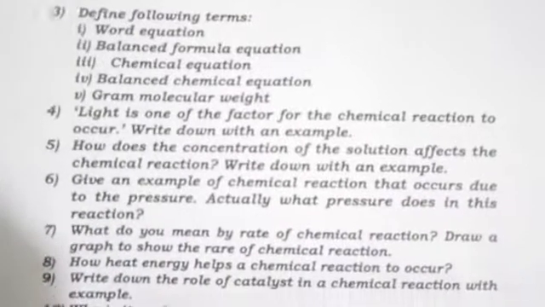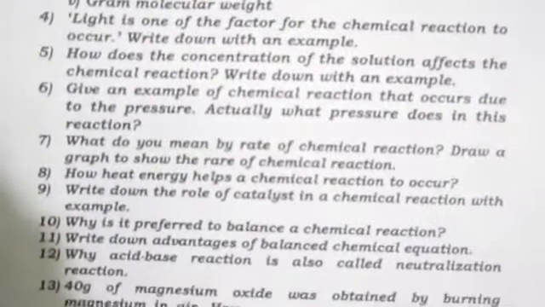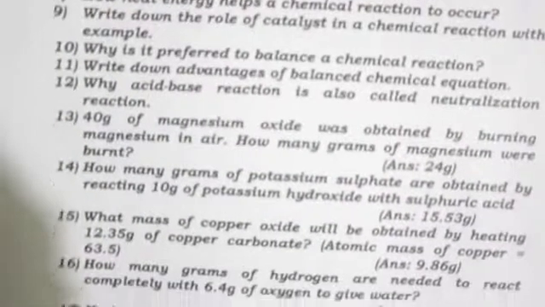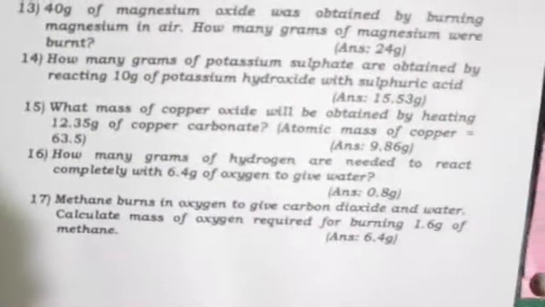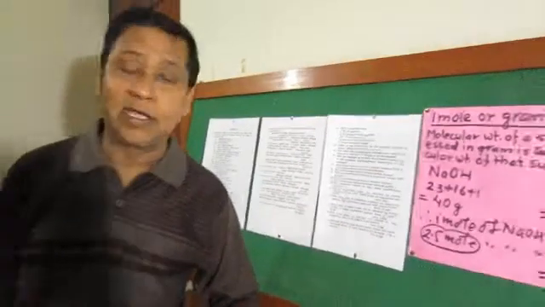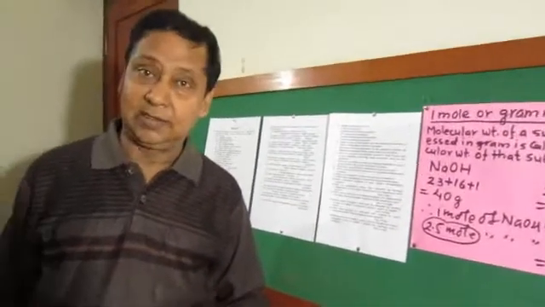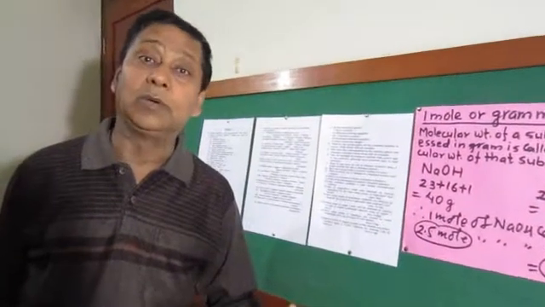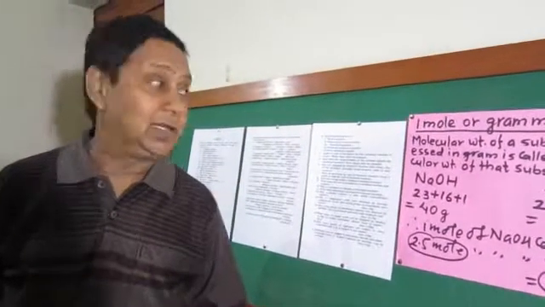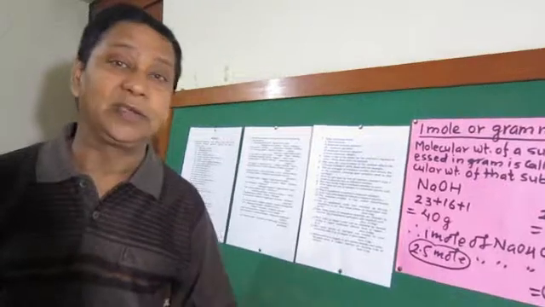And beside this, you are told to define some terms and there are some other questions also. And at last, I am giving you some numerical problems related to chemical equations. With the help of the previous knowledge that I taught you in different classes of chemical reaction, you will be able to answer these questions. Now this is the end of the chemical reaction that I taught in the last few classes, and I think you will be able to answer all these questions.